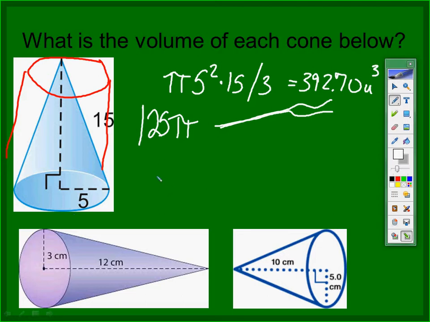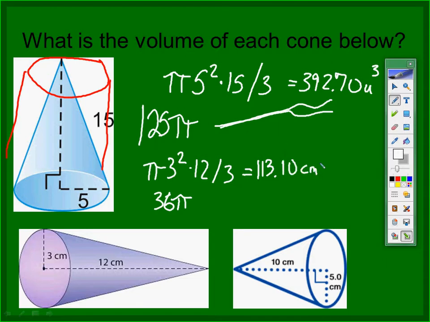Down here, pi times 3 squared times the height of 12 divided by 3 because it's a cone. Exact answer would be 3 squared is 9. 12 divided by 3 would be 4. 9 times 4 would be 36, would be 36 pi. Or if I just punch that into a calculator, pi times 3 squared times 12 divided by 3, 113.10, and it would be in cubic centimeters.